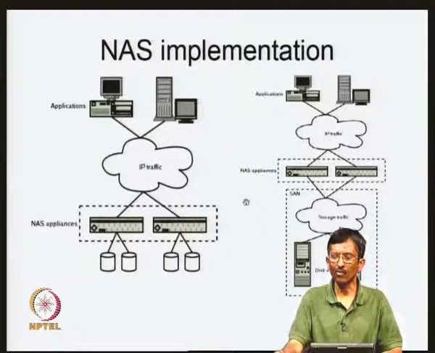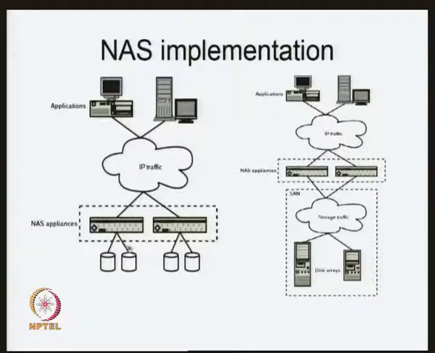A slightly more involved, high-end model will be that instead of talking to disk, it actually talks to a storage network. So, basically here we are sending IP traffic, and from these NAS appliances or servers, we are sending storage protocol traffic here. Now, this can be Fibre Channel, InfiniBand, or it could even be, let us say, Ethernet. It's up to us to decide what we want to do here. From the point of the applications, they have no idea about how this is being done. All they know is that they're talking the NFS protocol or the CIFS protocol. That's all they know.